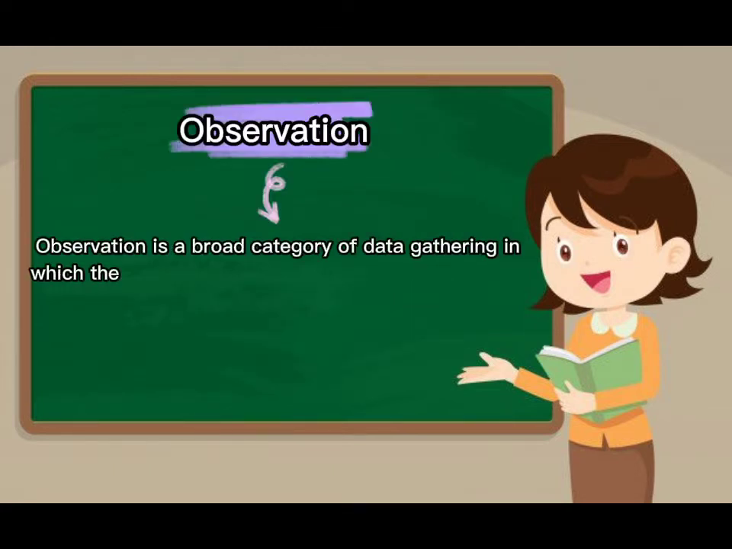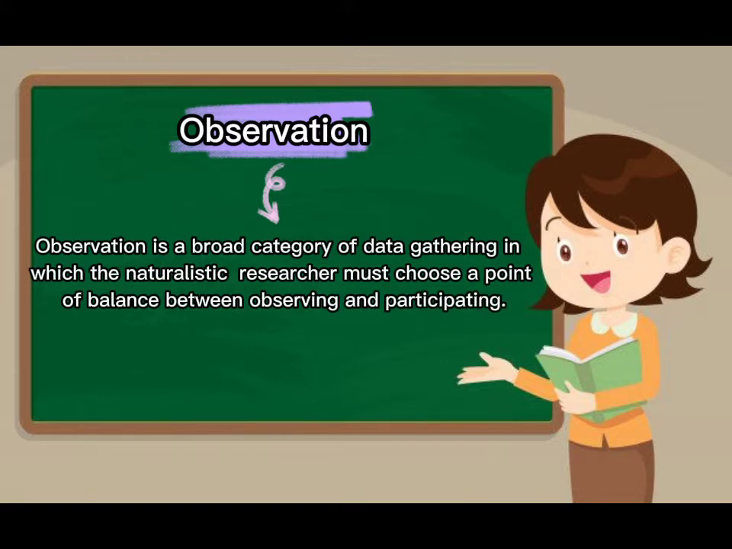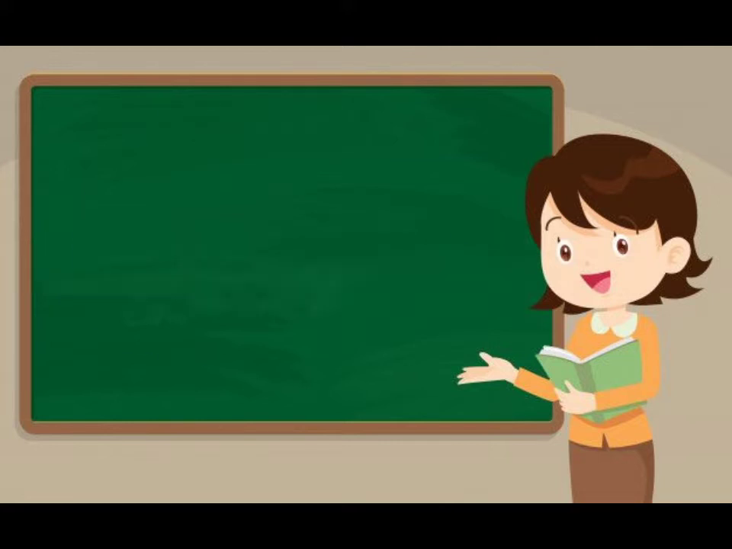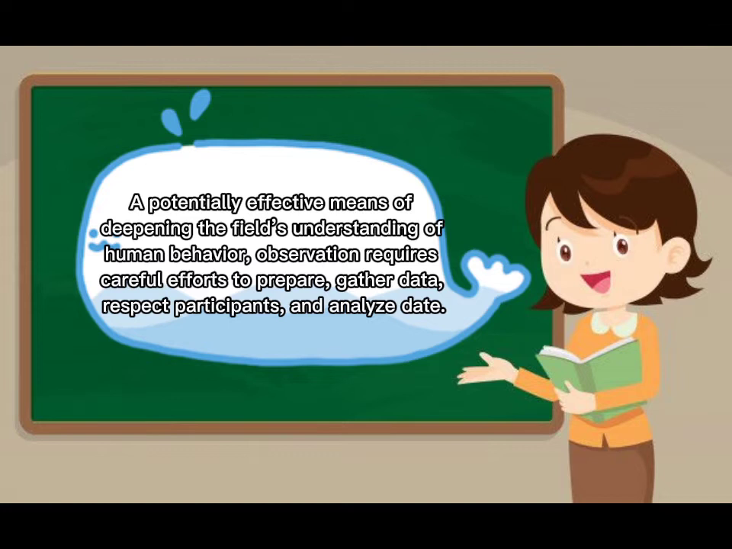Observation. Observation is a broad category of data gathering in which the naturalistic researcher must choose a point of balance between observing and participating. A potentially effective means of deepening the field's understanding of human behavior. Observation requires careful efforts to prepare, gather data, respect participants, and analyze data.